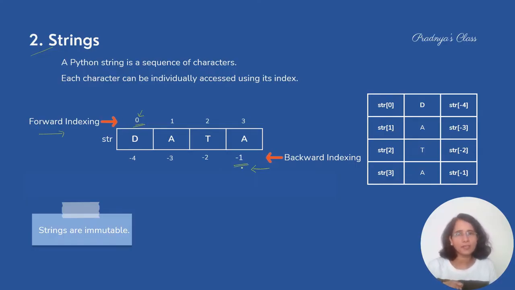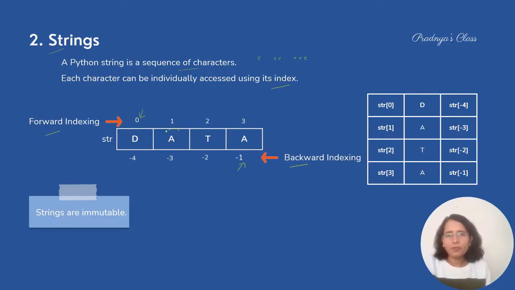start with minus 1. Suppose if I want to access the character A of this string, then the index for the forward direction is 1. You can see here, so we have to write it in the square bracket along with the name of the string. In the same way, this character can be accessed in the backward direction, and this time the index is minus 3. We can use the backward indexing to reverse the string.